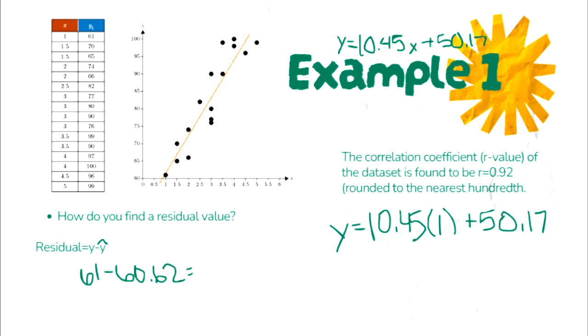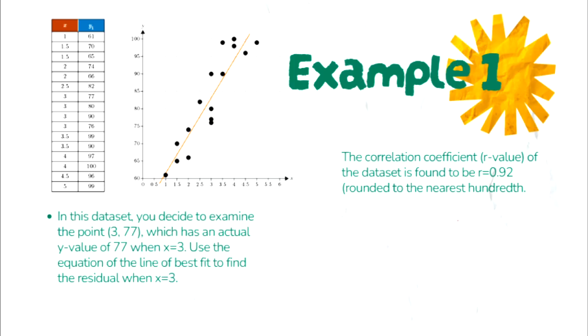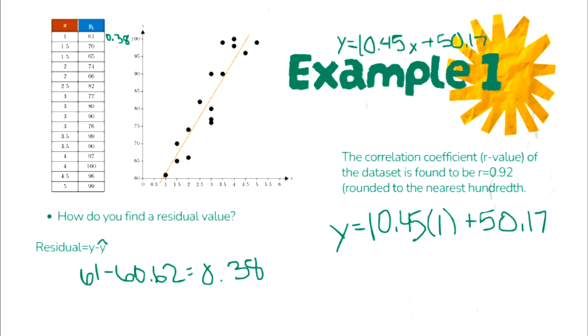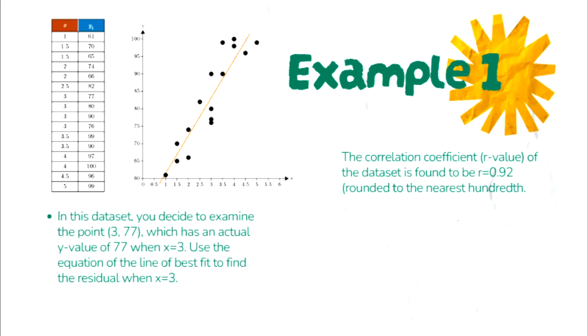So 61 minus 60.62 gives us 0.38. There's our first residual value. You would do these steps for all of this table, and I really don't see how that's going to benefit you because that's just a lot of time and effort. So that's how you'd find the residual.